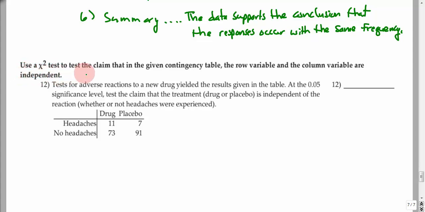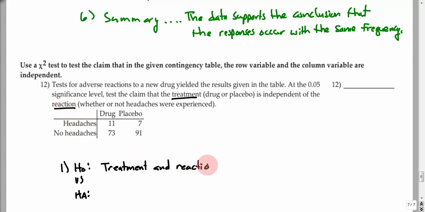It says use a chi-square test to test the claim that in the given contingency table the row variable and the column variable are independent. Okay, so that gives us a big hint on how to get started here. So my H0 versus HA. Basically we have treatment, which is our top here, and reaction, headache or no headache, are independent of each other.